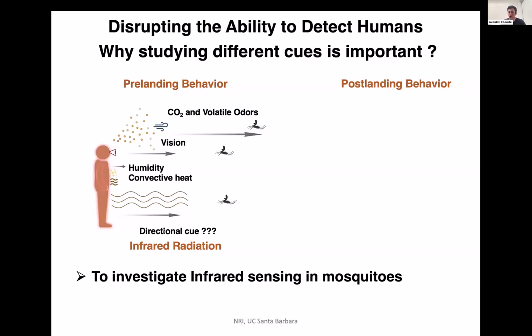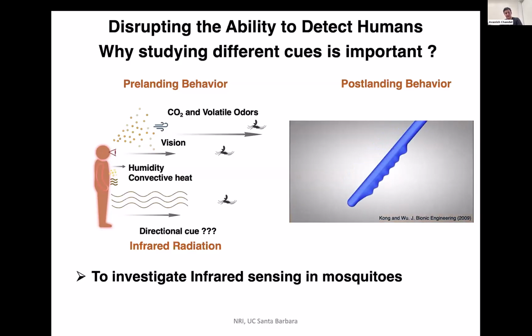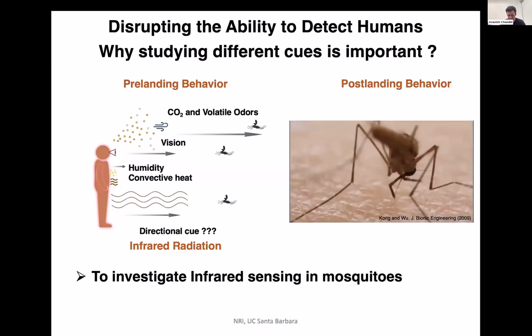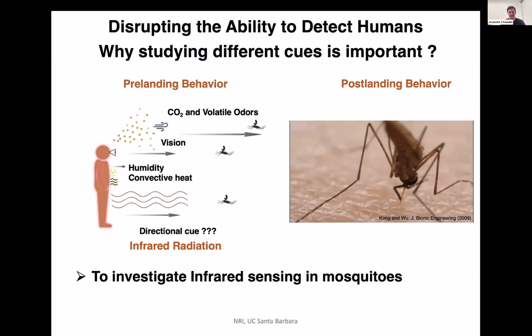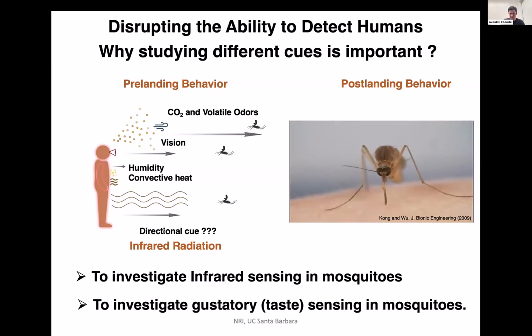to explore the chemical composition on the surface of the host skin. And here comes the second behavior of mosquito host seeking, that is post-landing behavior. Based on the chemical composition of the human skin, mosquitoes make a decision whether they want to bite a person or not. So in the second part of my work, I will present how this gustatory sensing in the mosquitoes helps them make decisions, and how we might interfere with this characteristic of the mosquitoes to prevent them from biting humans.